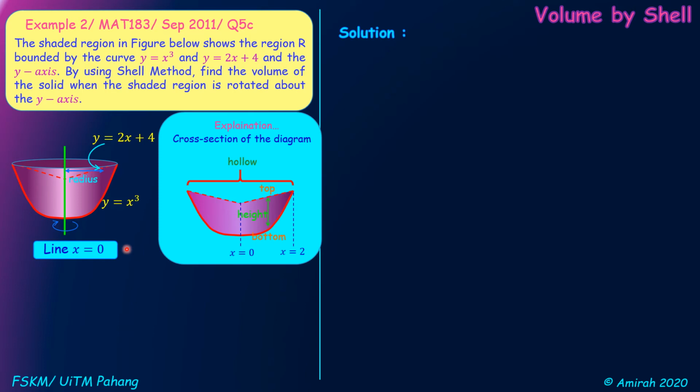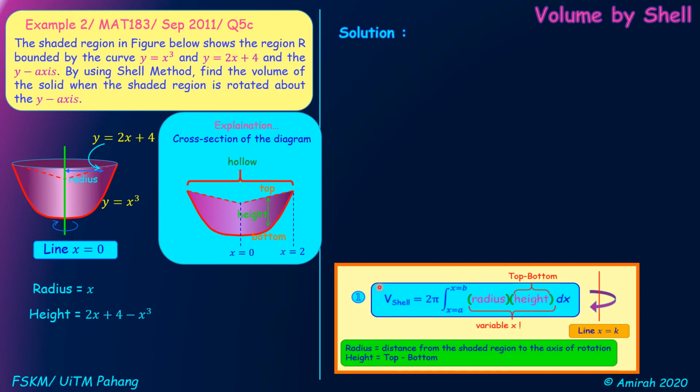From the previous slide, we find radius equals x and height equals 2x plus 4 minus x cubed. We recall the formula under the shell method. After we find the radius and height, we can set up the formula for volume. So we have volume by shell equals 2 pi, and then we integrate radius times height.